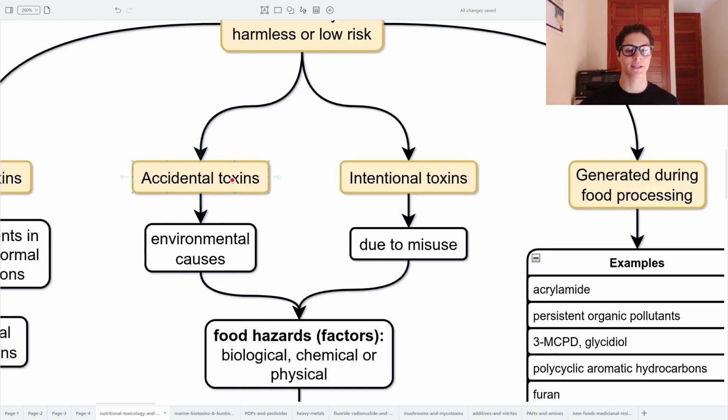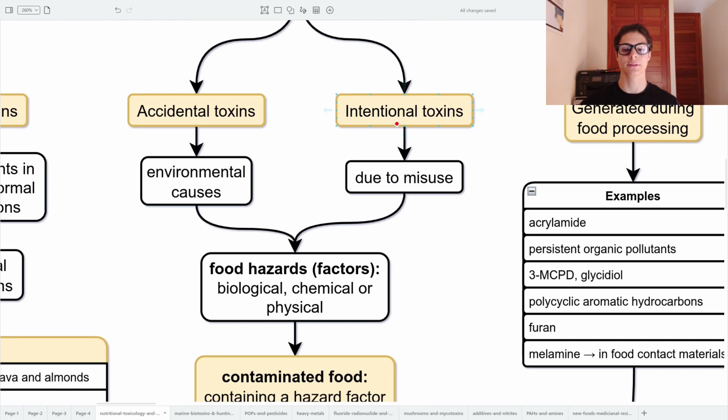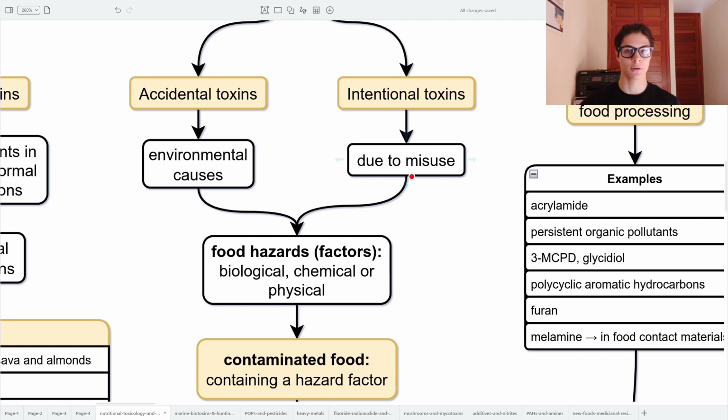Then we also have the accidental toxins. These are correlated with the environmental causes. And there are also intentional toxins due to misuse. This is, for example, when not applying the correct amount of pesticides in crops.